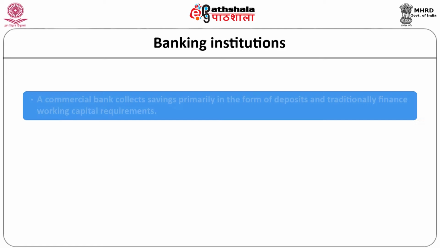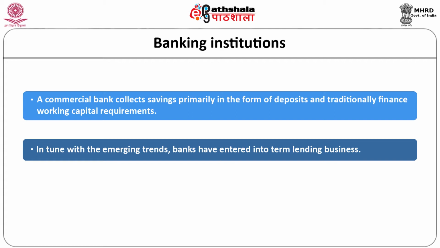Other banking institutions directly and indirectly associated with RBI are: number one, commercial banks, which collect savings primarily in the form of deposits and traditionally finance working capital requirements. However, in tune with emerging trends, banks have entered into term lending business.